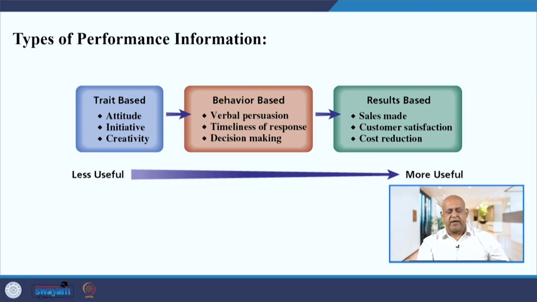Now, this behavior-based verbal persuasion is there, and the timeliness of the response is there. This behavior-based measure is about how you are verbally doing that and how your responses are, and accordingly you take decisions. Now, these result-based measures are sales made, customer satisfaction and cost reduction, and they become more useful. So, this type of performance information goes from less useful to more useful, because it becomes result-based.